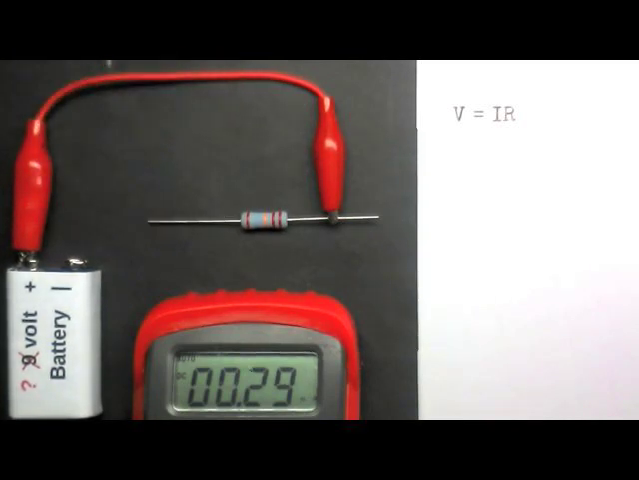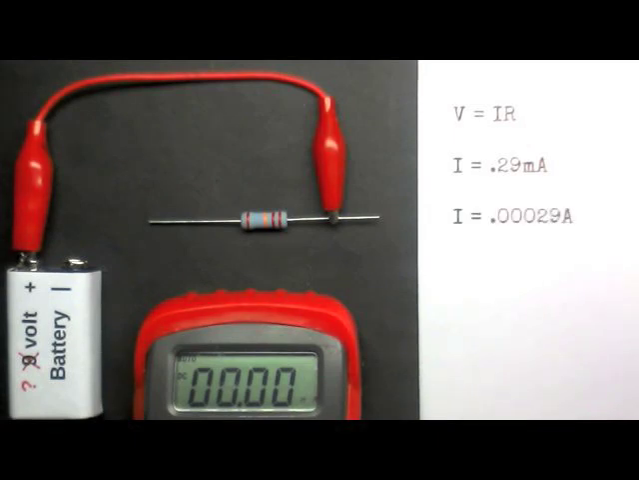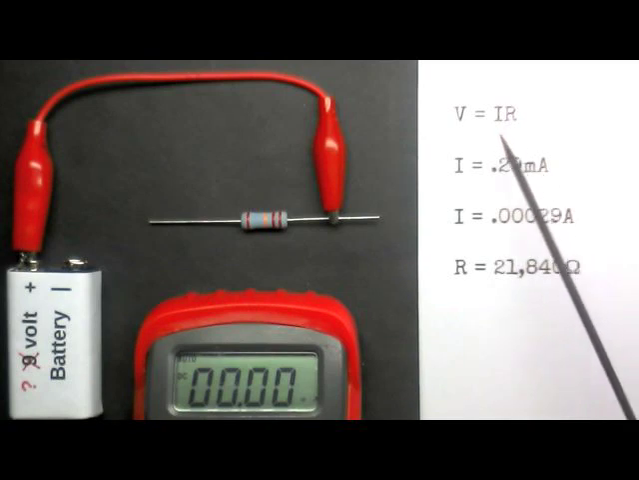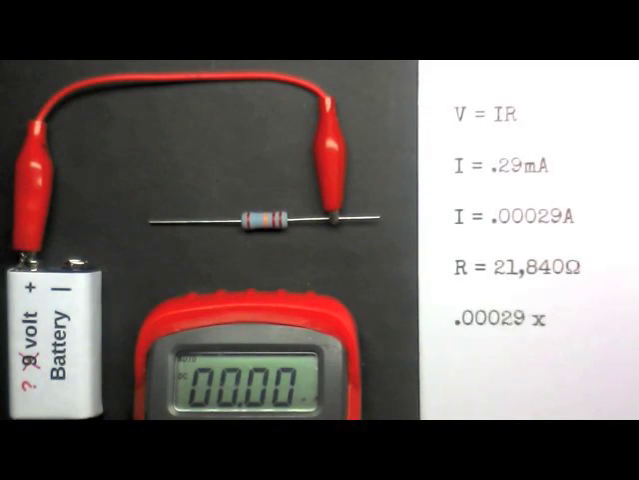And we have 0.29 milliamperes. But as we learned before, that equals 0.00029 amperes. And the resistor is the same one from before, 21,840 ohms. So we have our two values. We'll just plug them into this formula. And when we do this calculation, we end up with 6.3336 volts. Let's take a measurement and see how we did.